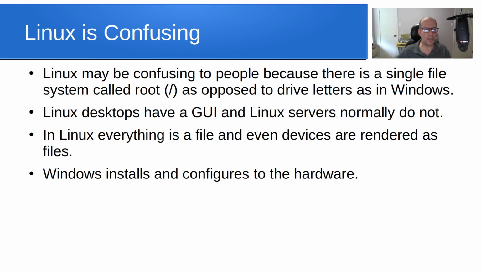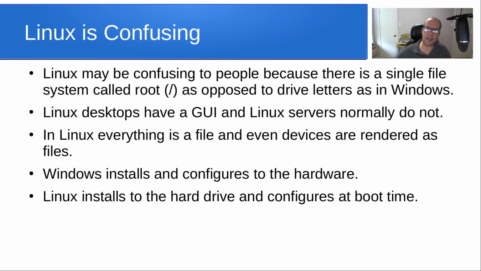Windows installs and configures to the hardware. That is, when you do an installation of a Windows operating system, it detects and configures and installs for that particular hardware. Linux, on the other hand, installs to the hard drive and configures at boot time. And that's why you can generally pick up a hard drive on a Linux system and move it to another Linux system and still have it boot. In the case of Windows, because it's installed to particular hardware, if you try to do that, the normal response is a blue screen of death because it doesn't understand the configuration of the new hardware you've placed it on.